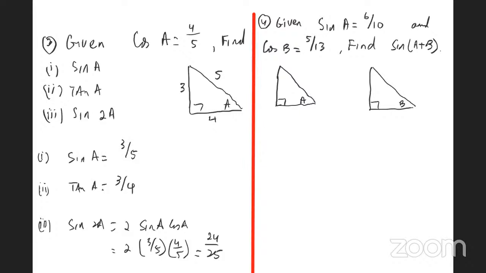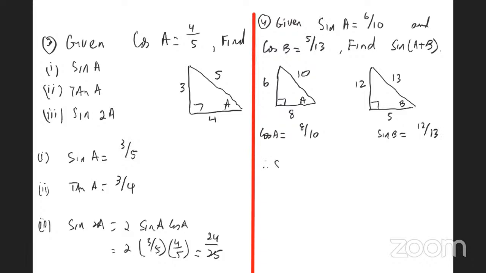All right, nice. Let's see if I got it right. So A, opposite is 6, hypotenuse is 10, so adjacent is 8. B, adjacent is 5, hypotenuse is 13, so opposite is 12. Remember these Pythagorean numbers, you're supposed to know them. If not, you can just work it out. So cos A is equal to 8 on 10, and sine B is equal to 12 on 13.